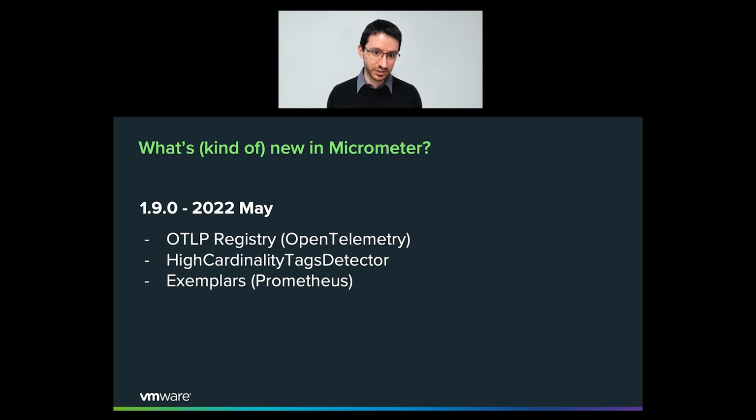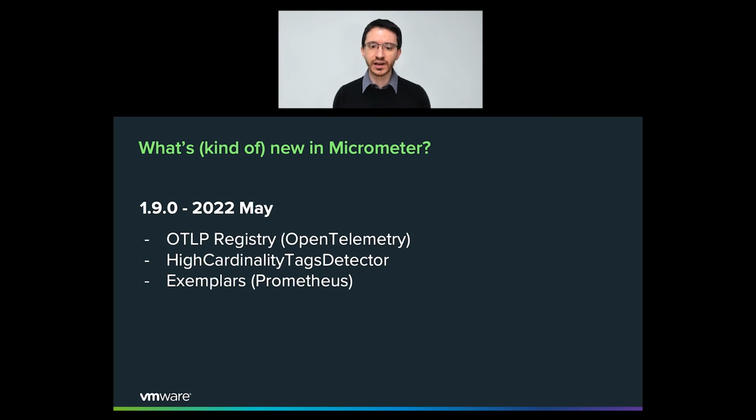Sure. So in Micrometer 1.9.0, which was released like 6 months ago, a little bit more, we added support for OTLP. And OTLP stands for OpenTelemetry Line Protocol. So if you want to use OpenTelemetry with the Micrometer API, you can just put the OTLP registry onto the classpath, and it starts publishing metrics in this OpenTelemetry format.